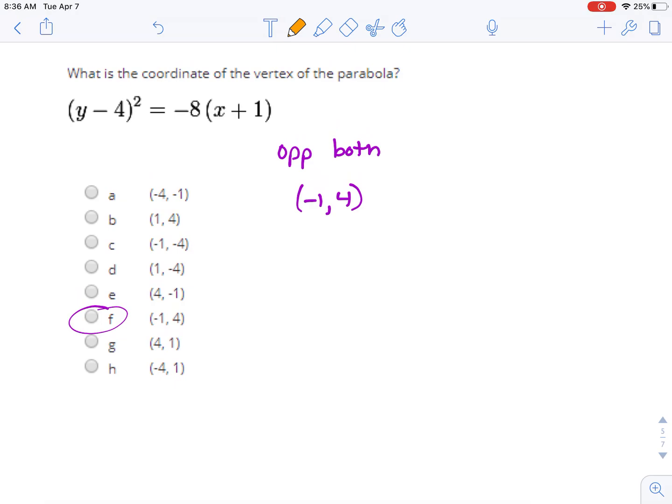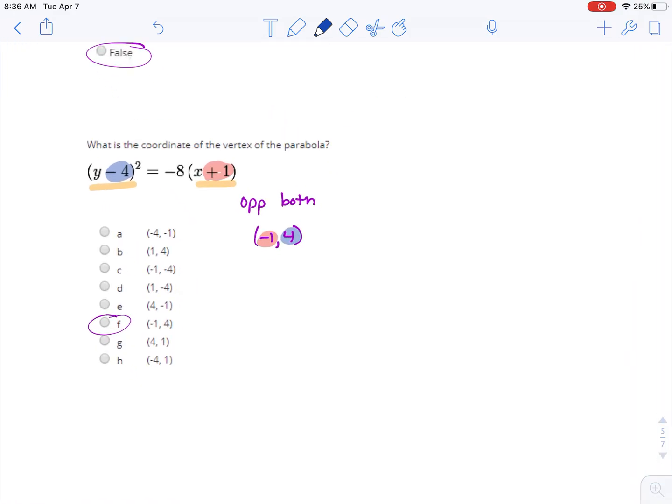What is the coordinate of the vertex of the parabola? This is when you take the opposite of both because they're on different sides. Make sure the x goes in with the x, so take the opposite, and then the y with the y. Opposite would be -1, 4.